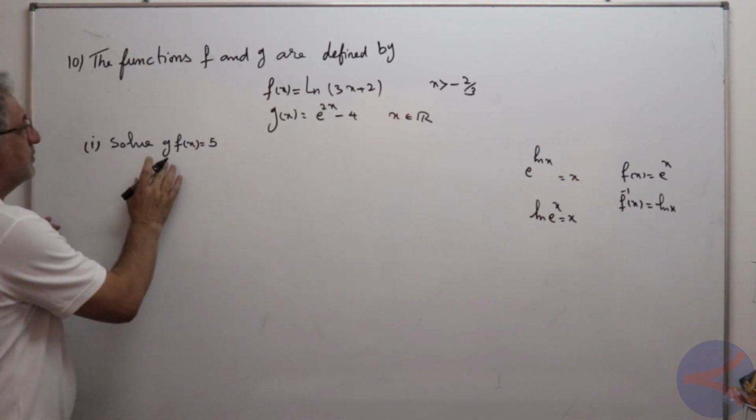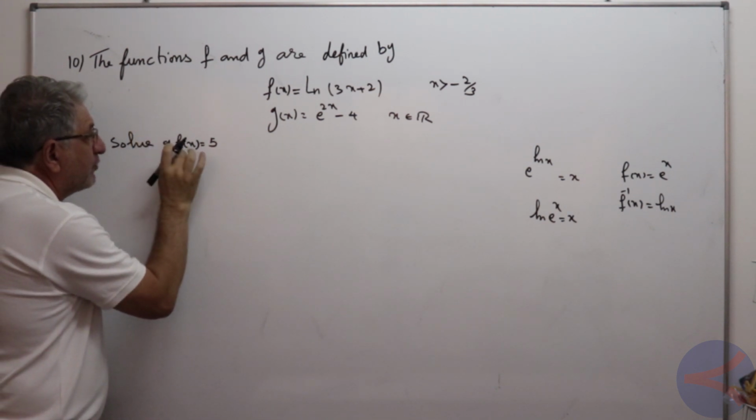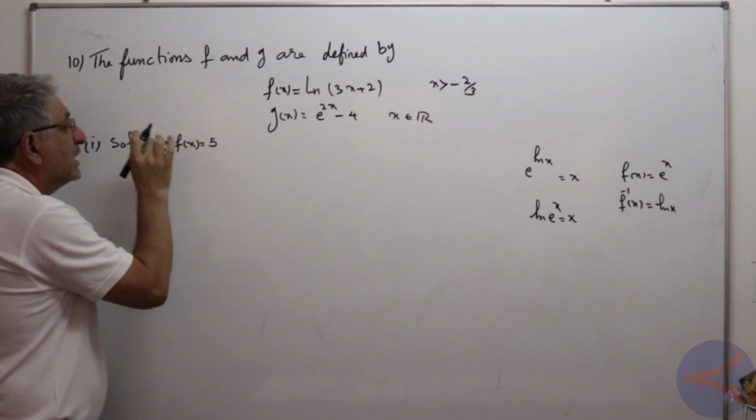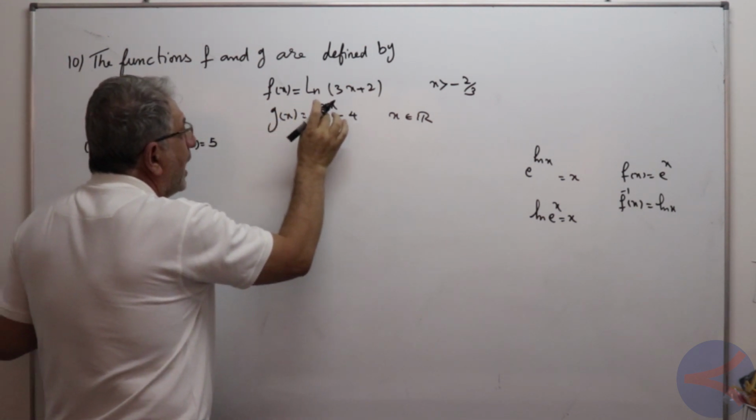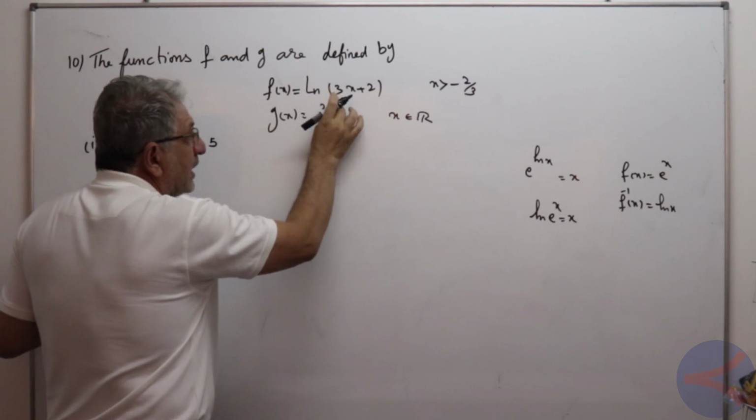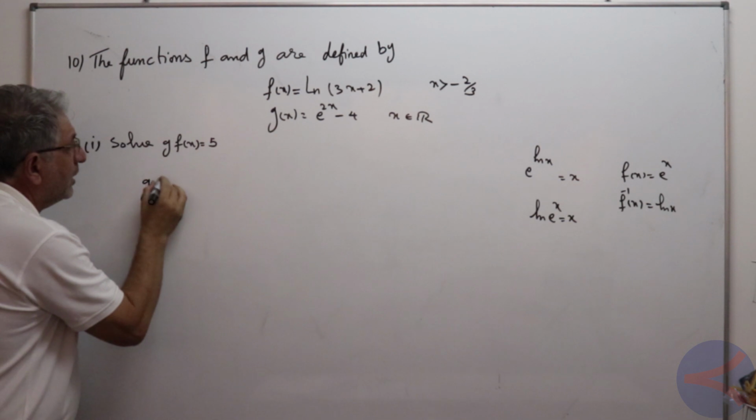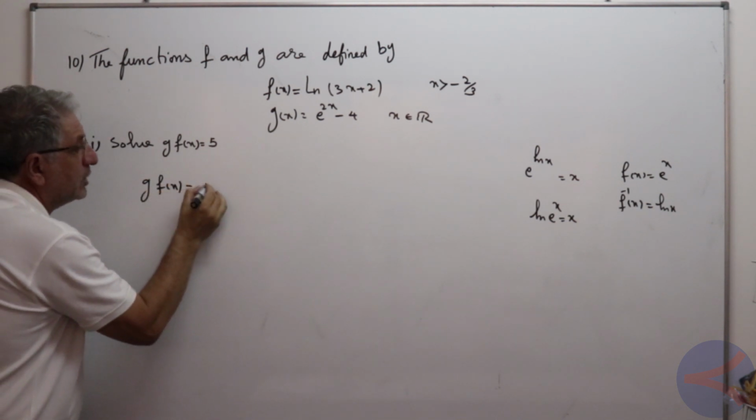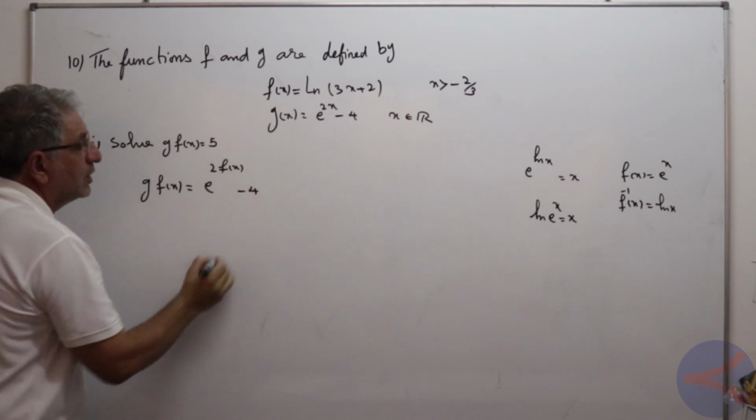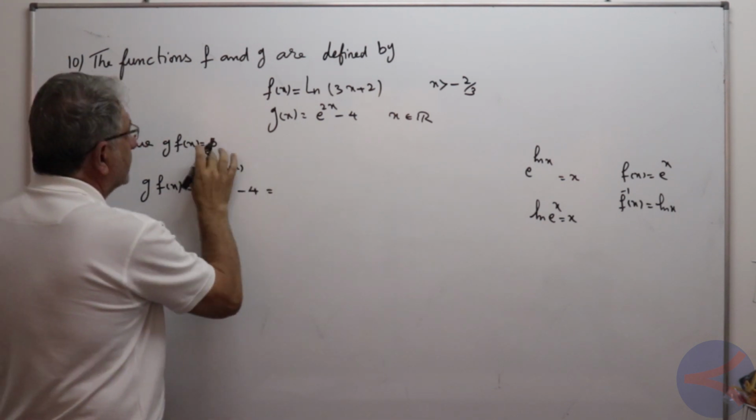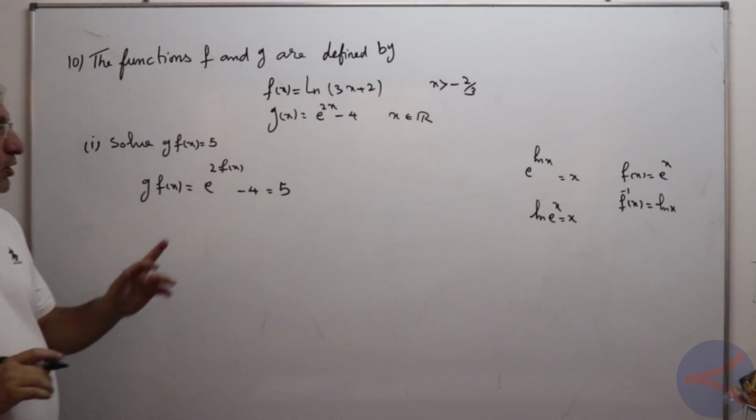Now, let us go for this. What is the meaning of this? g of f of x, that means f of x will replace x in the function g. Therefore, in the function g here, I have to replace this x by f of x. Therefore, g of f of x is equal to e to the power of 2 times f of x minus 4. This should be equal to 5. It is given to us to be equal to 5. Therefore, now we are supposed to find the value of x.